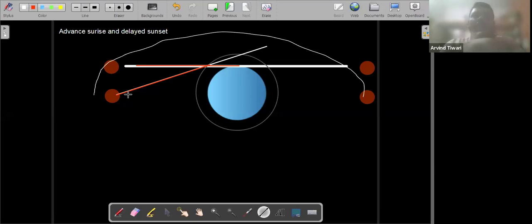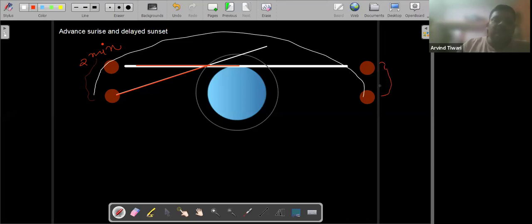Even when the sun is not above the horizon, I have seen the sun. So this is what we call the early sunrise. There is an early sunrise of about 2 minutes. The time taken by the sun to actually come up to the horizon is about 2 minutes. So we have an early sunrise of 2 minutes, and in the same way for the sunset also.